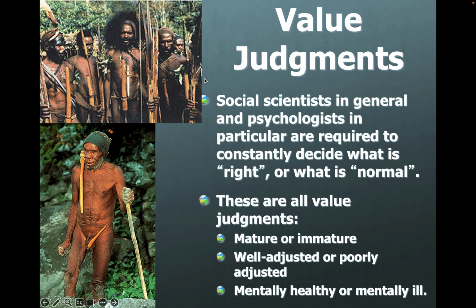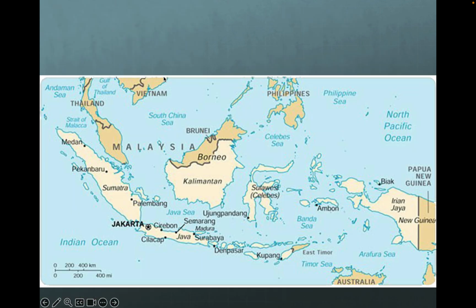In Irian Jaya, which is part of the island of Borneo, it's normal. It's hot there. So why in the world would you wear clothes? And of course, these individuals feel like this is normal. Now we're going to get a little bit more controversial.